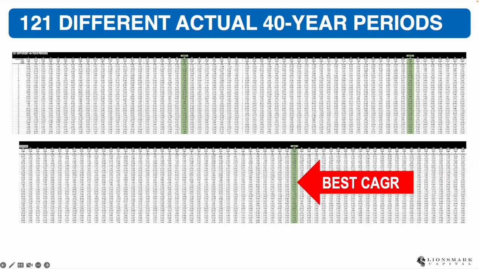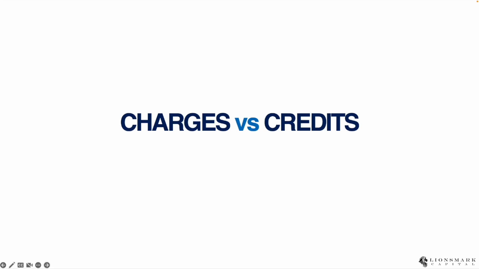So our model, again, we model 121 different 40-year periods. And then we tagged the 40-year period that produced the best compounded annual growth rate out of those 121 different periods. And we also tag the period that produced the worst compounded annual growth rate. I always like to focus on the one that produced the worst compounded annual growth rate, just to be conservative. And I would always rather under-promise and then over-deliver. So in our model, we actually can extrapolate the charges and then model what the credits would have been in each one of those back-tested periods.